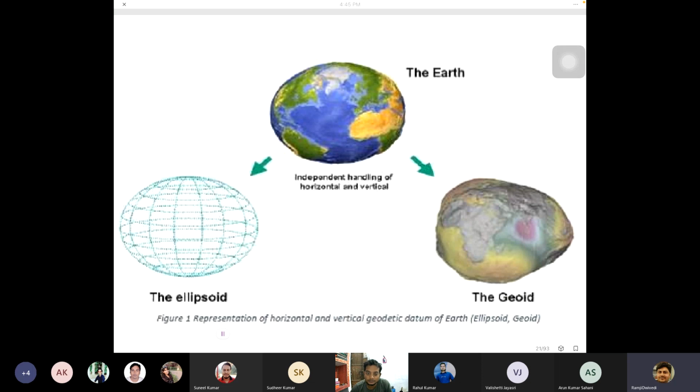We'll also see certain basics of the celestial sphere, the sun path, and then the basics of leveling procedures. Okay, so with this we stop here. Any questions?